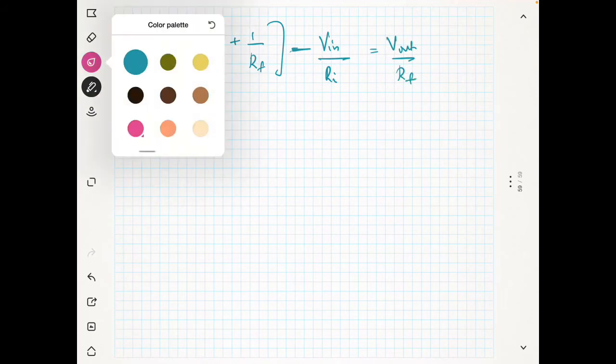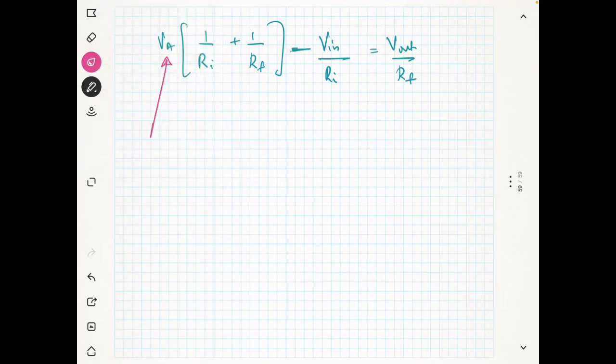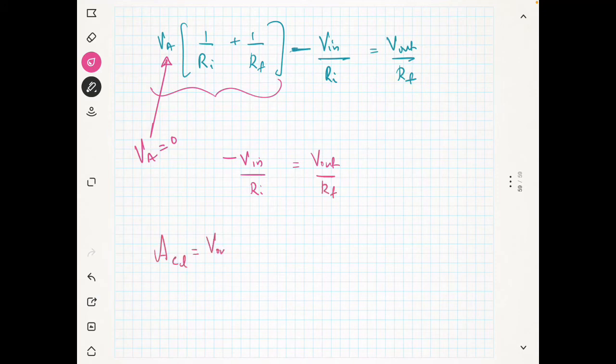But you know that my VA is approximately equal to 0, so it is equal to 0. So this whole term will cancel. So I will get V in by Ri is equal to V out by Rf. But I want the closed loop gain, V out divided by V in, which is equal to minus Rf by Ri. How? You can move this guy here and you can move this here. So you will get V out by V in.